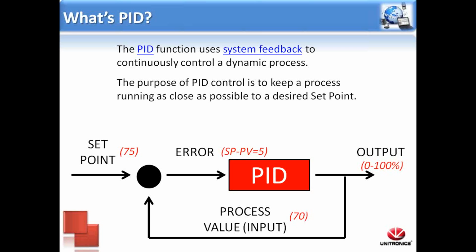Now the output is based on your system. For example, if I'm attempting to control the temperature in an entire office building using a heater, this might take more output or more effort than if I'm attempting to control the temperature in a single room using the same heater. So the PID is intuitive, it's adaptive, and it learns your system.